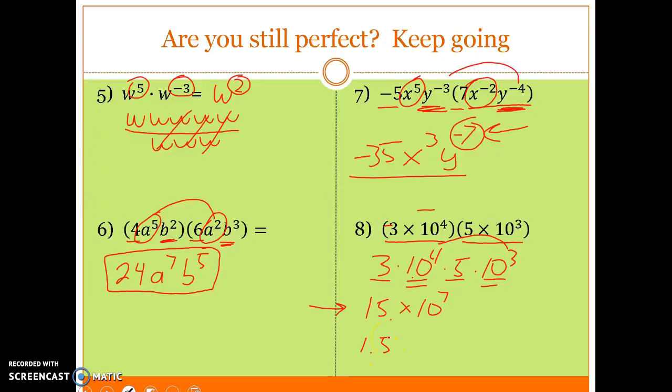So I'm going to write it as 1.5, not times 10 to the 7th. 10 to the 7th would be, if I started here with the decimal, I'd move it 7 spaces to the right, but I want to start with the decimal here, which means I'm going to have to move it 8 spaces to the right to get it to where it's supposed to be. And so my final answer for number 8 is 1.5 times 10 to the 8th.